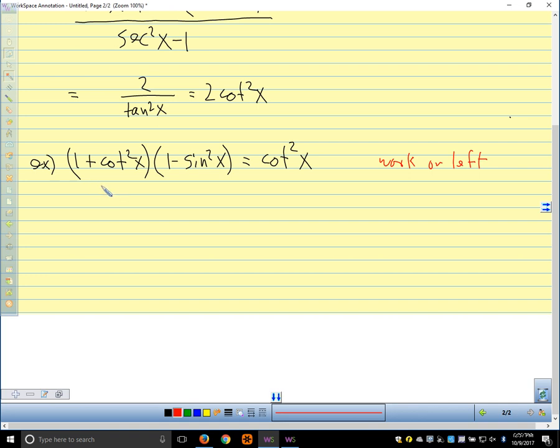1 plus cotangent squared is cosecant squared. 1 minus sine squared, cosine squared. Well, cosecant squared x is 1 over sine squared x, times cosine squared x. So I have cosine squared x over sine squared x, which is cotangent squared x. And we got to where we were trying to get.